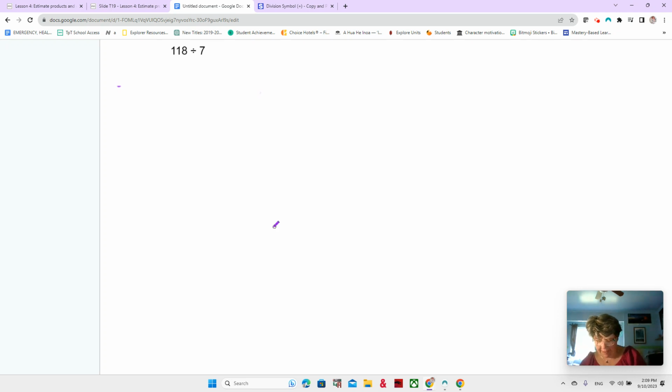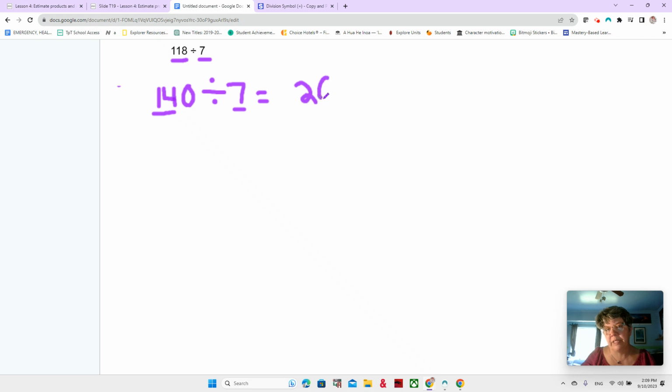Okay, so let's think about friendly numbers. So think about fact families and think about friendly numbers. Okay, so we want to change this number to something that's easy to divide by 7. What if we said 140 divided by 7? Are those friendly numbers, 14 and 7? Yeah, because 14 divided by 7 is 2, and then we can just bring the 0 around, right?